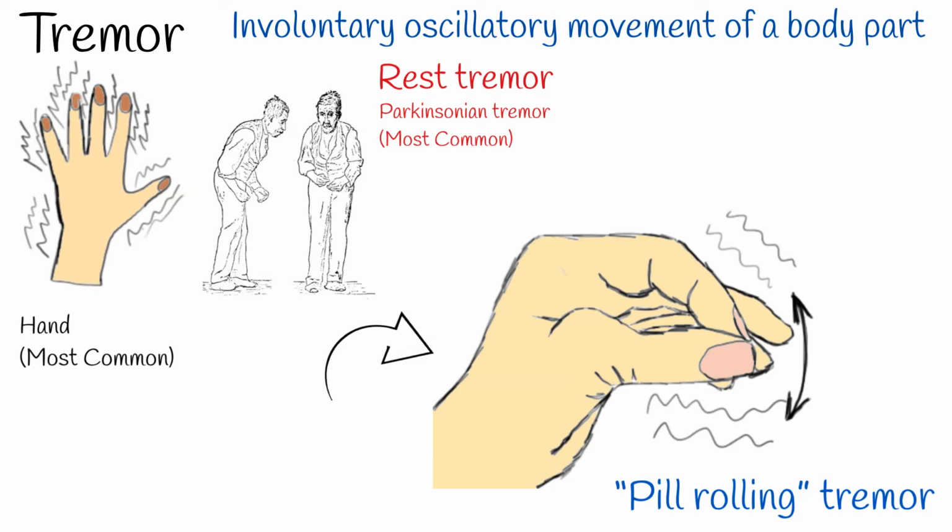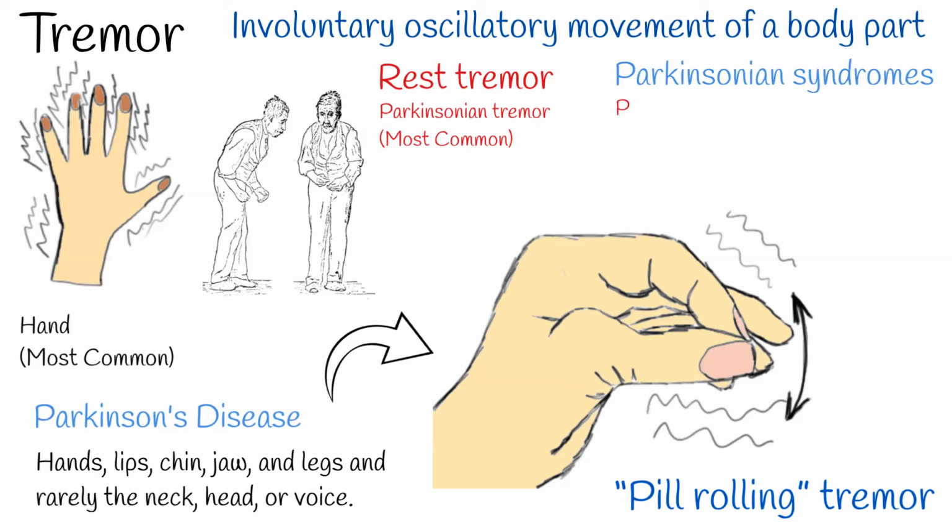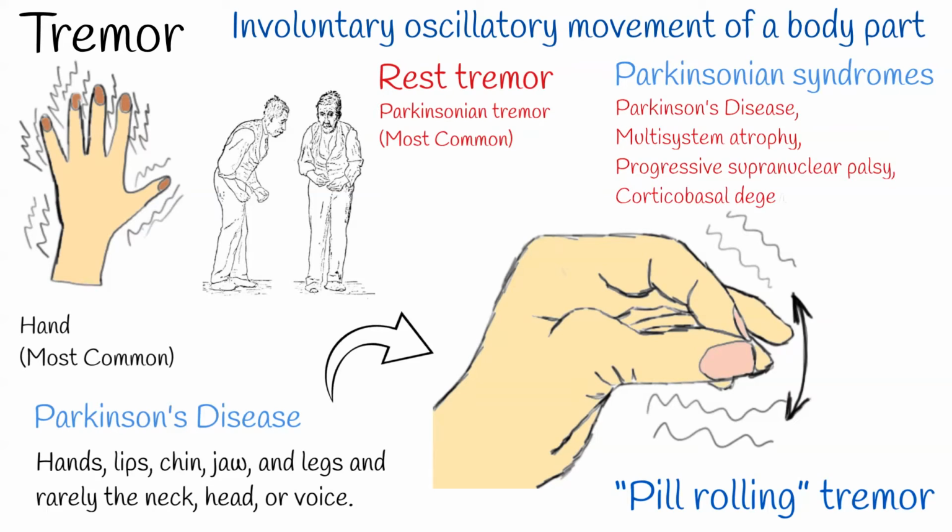Besides the hand, rest tremor in Parkinson's disease can also involve the lips, chin, jaw, and legs, and rarely the neck, head, or voice. If a person has rest tremor, Parkinson's disease is so common that most doctors directly diagnose it as Parkinson's disease. Other causes of rest tremor can be multisystem atrophy, progressive supranuclear palsy, and corticobasal degeneration, collectively called Parkinsonian syndromes. Certain drugs which have dopamine receptor blocking property can also produce rest tremor.